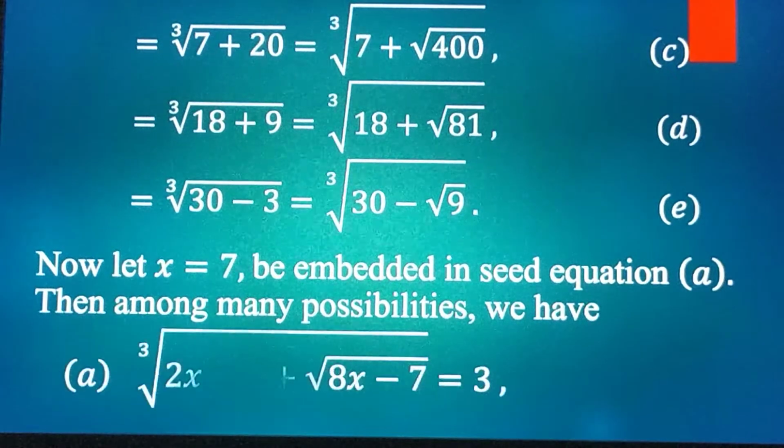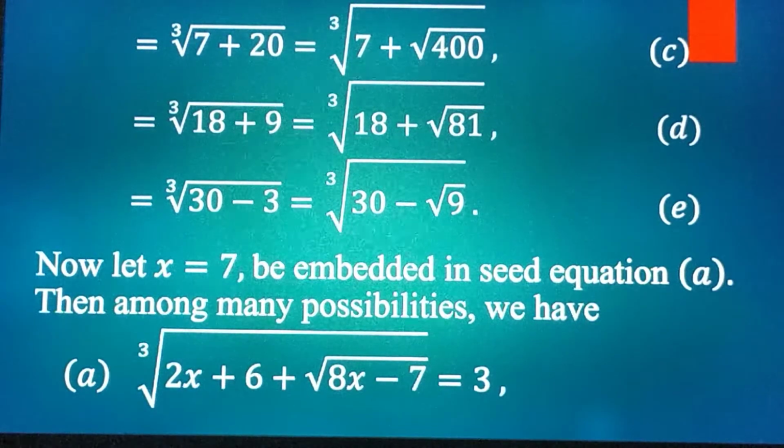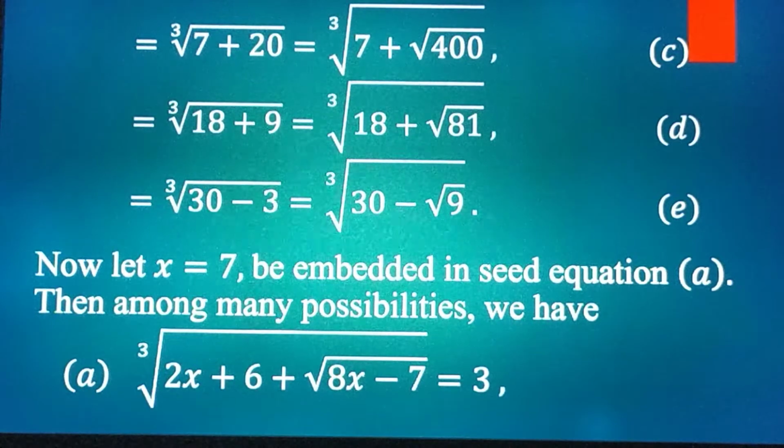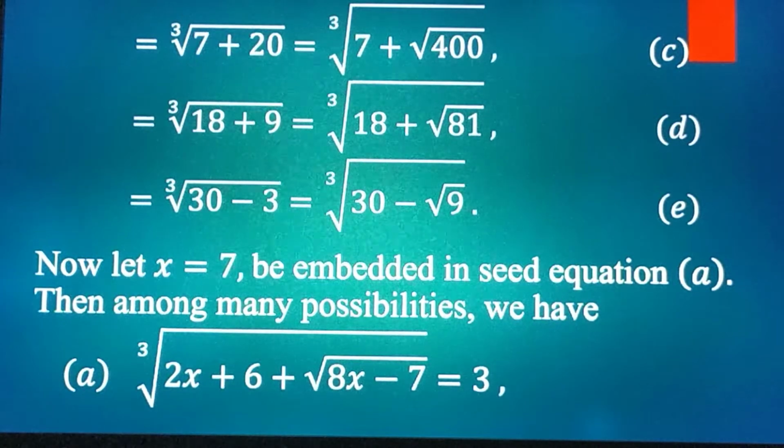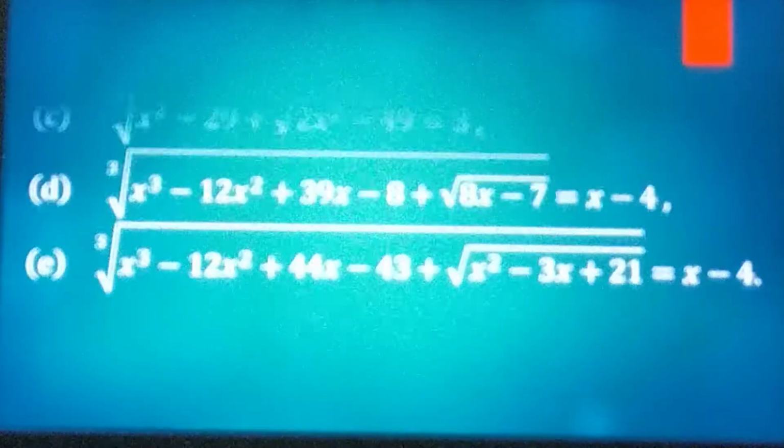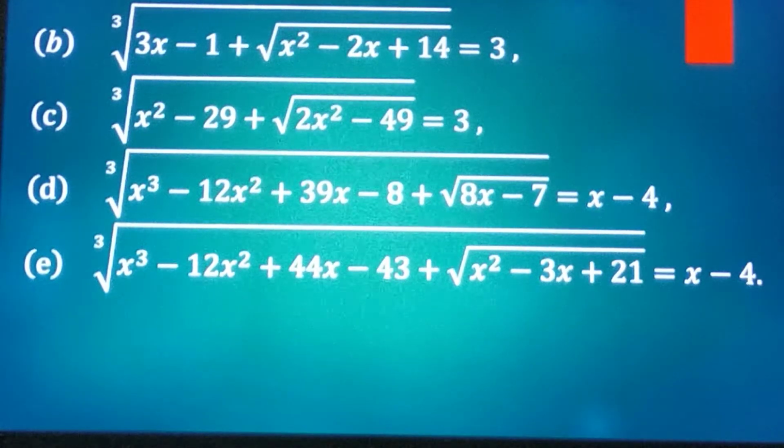Now, let x be embedded in seed equation A, in seed equation A only. Then among many possibilities, we have this equation: cube root of 2x plus 6 plus the square root of 8x minus 7 equals 3. Or these other four equations.